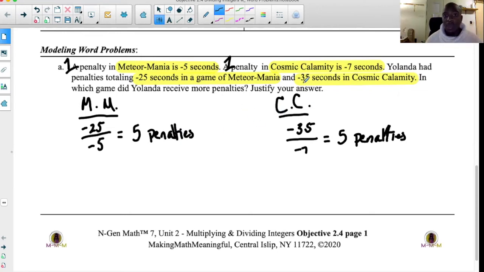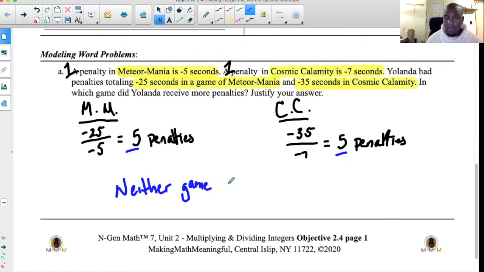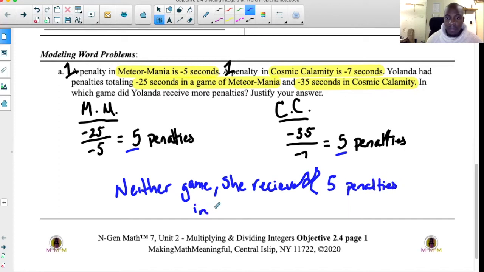Now, that being the case, they want to know which game did they receive more penalties in, and to justify my answer, as you can see, they both received 5 in each game. So my answer would be neither game. Which one had more? Neither game. She received 5 penalties in each game.